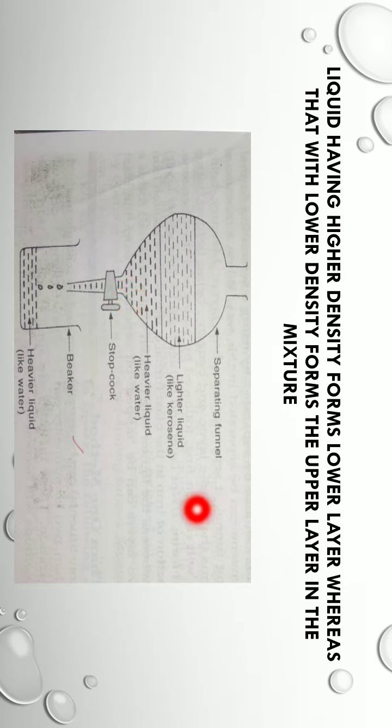We can see in this given diagram, we have taken a mixture of kerosene and water. Kerosene has lower density and water has higher density, so they form two separate layers. When we open the stop cock of the separating funnel, first drop by drop water, the heavier liquid located at the bottom, comes out, and we can collect it in a separate vessel and separate kerosene from it.